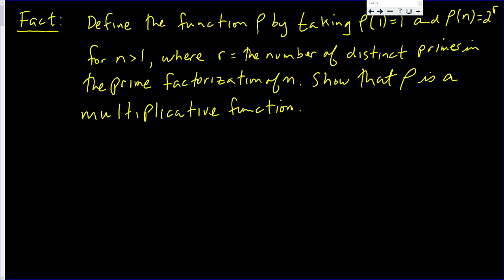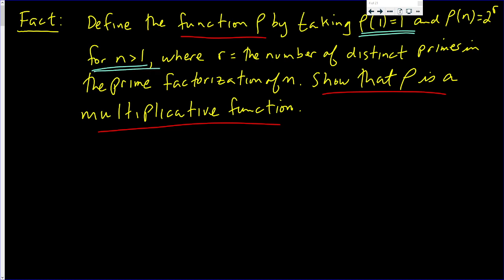In this video, we're going to prove the following fact about this new function rho. We're going to show that rho is a multiplicative function. And rho is defined as follows. Rho of 1 is equal to 1. And if n is bigger than 1, rho of n is always base 2 to some number r. What is r? r is equal to the number of prime factors that make up the prime factorization of the number n.